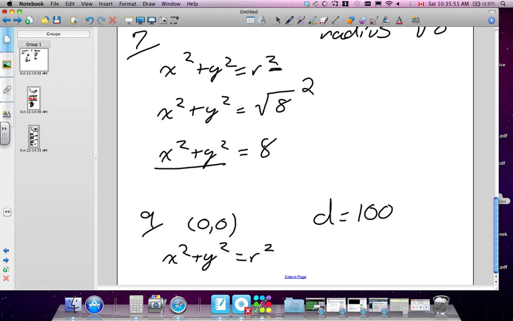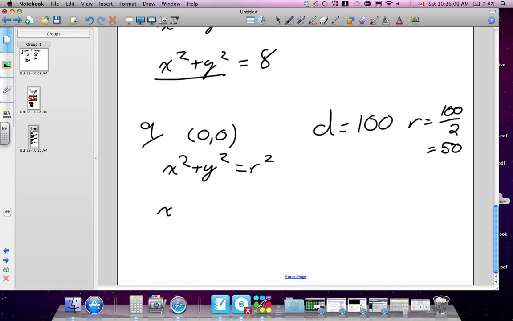So the radius of this circle would be 100 divided by 2, which is 50. So I plug that in for r. What am I going to get? X squared plus y squared is equal to 50 squared. And then when I do that, 2,500. Yeah, that's right. 2,500. And there's the equation of that circle. Make sense?